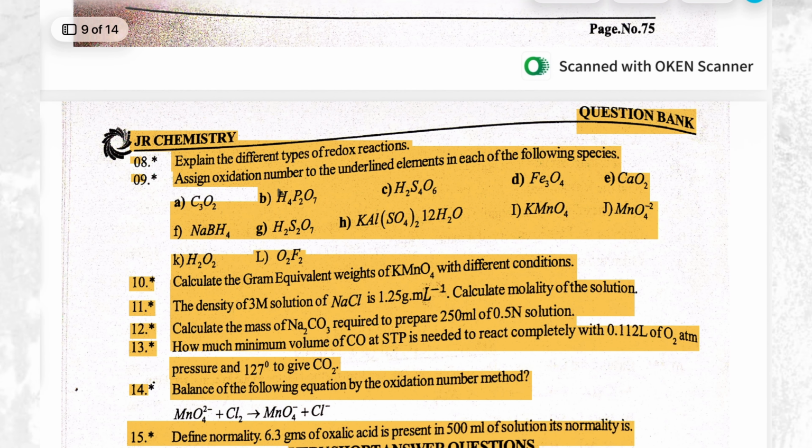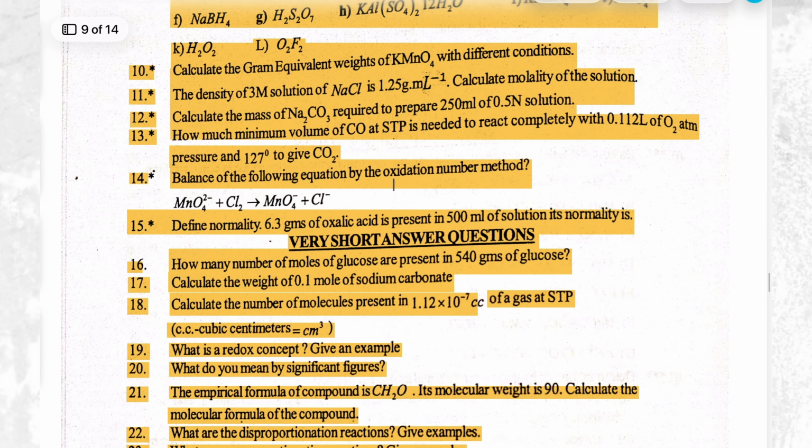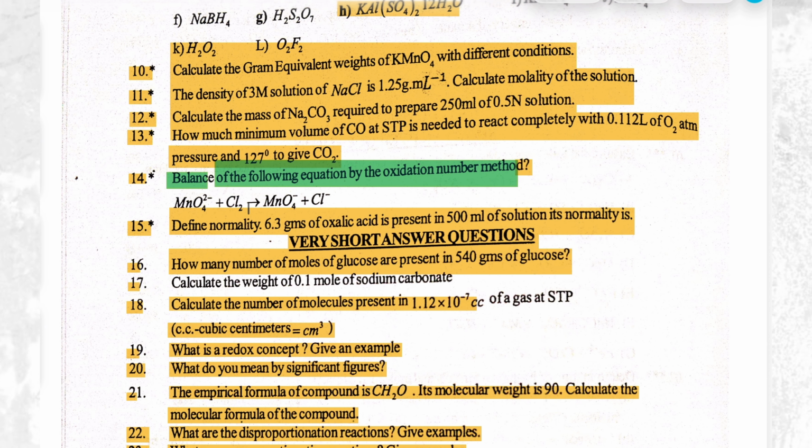Next we'll see. Sometimes they are asking redox reactions, different types of reactions, oxidation states. This we already covered in VSQs, so there is no need to go there. Okay, here one more: the oxidation number method. They ask it very rarely as a SAQ, but sometimes they ask it as a VSQ. This is the oxidation number method. You can practice this also.